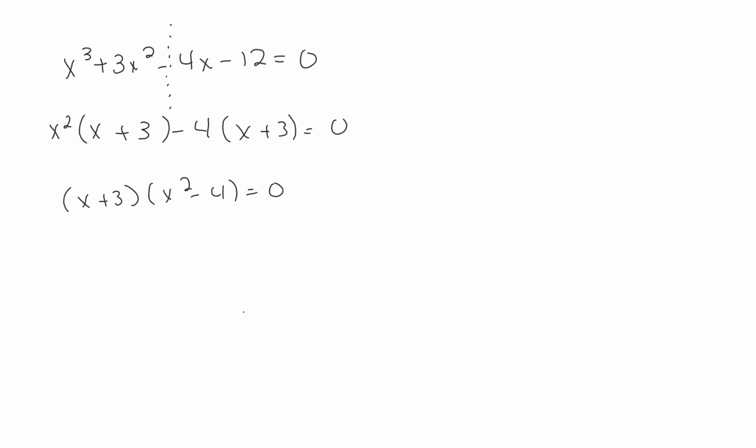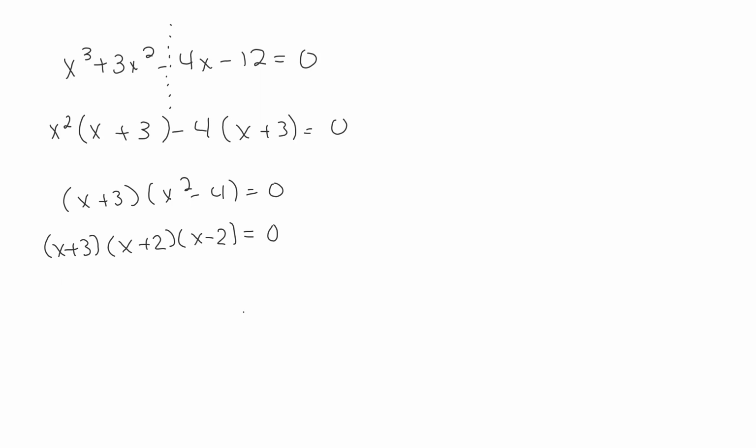Hopefully somebody watching this is like, oh, wait a minute, x squared minus 4, that looks familiar. What is x squared minus 4? Well, x squared minus 4 is the difference of squares. So my x plus 3 is still good. But x squared minus 4 can be factored. I need to find the square root of x squared, which is x. I need to find the square root of 4, which is 2. And then to factor the difference of squares, we add the square roots and then we subtract the square roots.